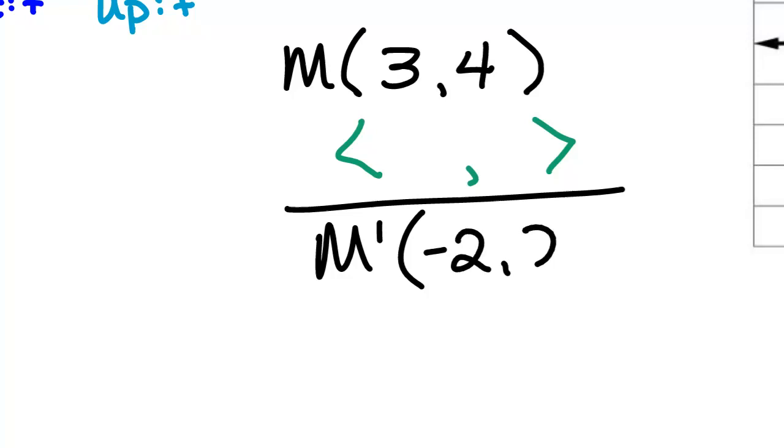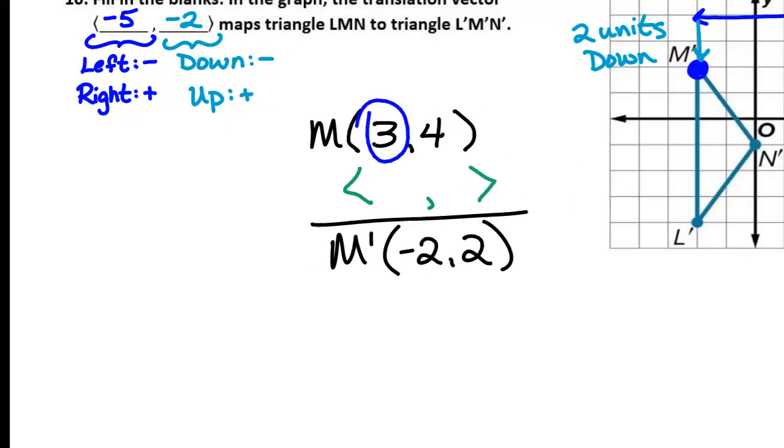Negative 2, 2. Then we're going to look at each of these pieces. I'm starting with a 3. I'm going to do something to it, and I end up with negative 2. What would you do to a 3 if you want to end up with a negative 2? Subtract by 5, and I can double check that on my calculator.